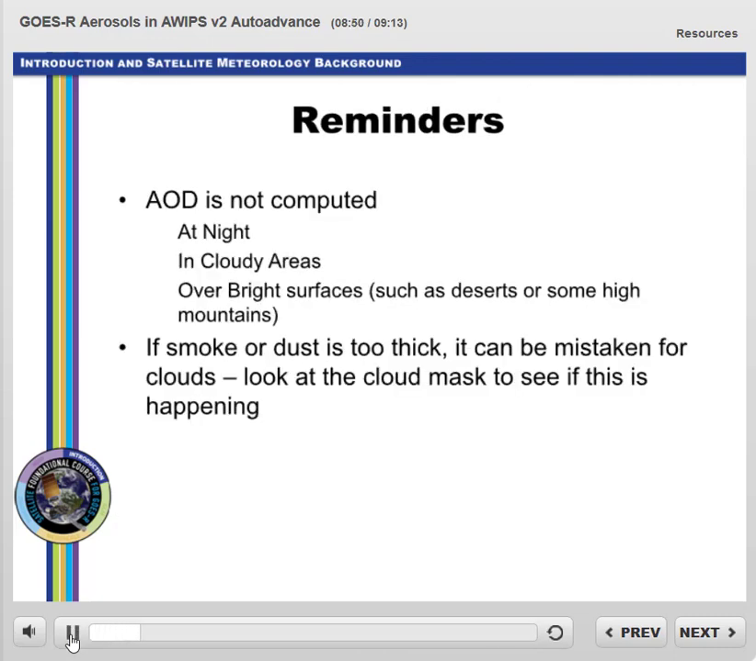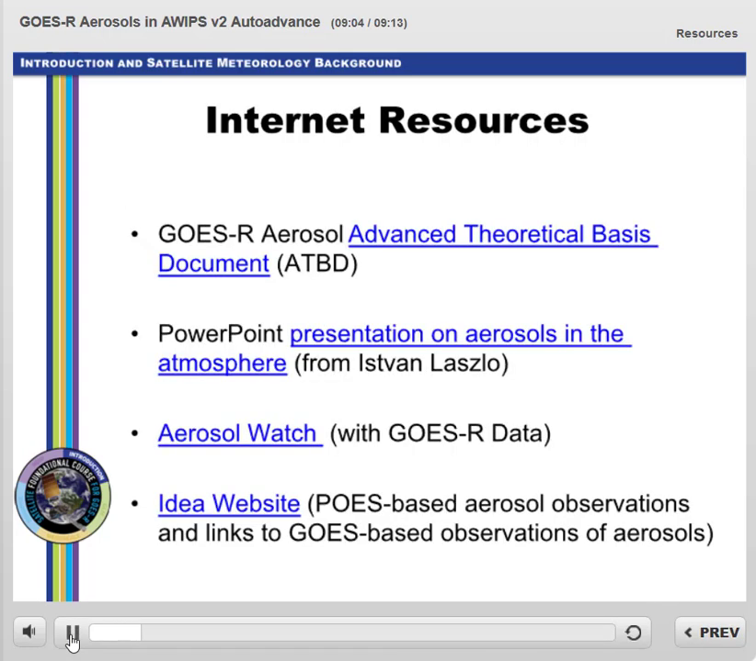Some reminders as you use the aerosol baseline products. There are no useful values where it's cloudy, at night, or over bright surfaces. Very thick smoke and dust can be misidentified as cloud, in which case aerosol products aren't computed. Here's where to find more information if you want it. Click on the links.